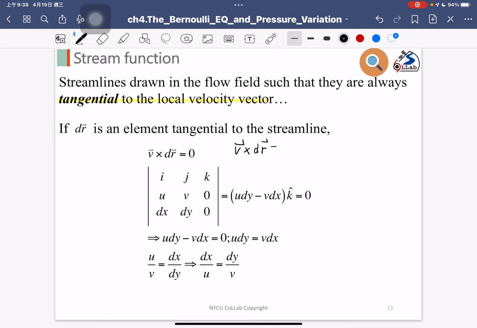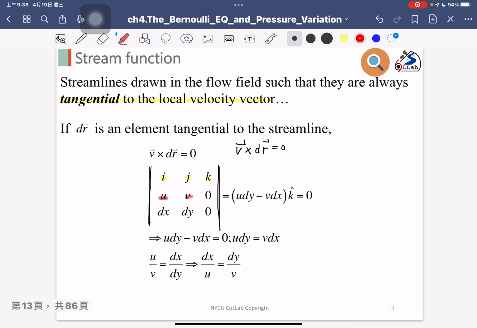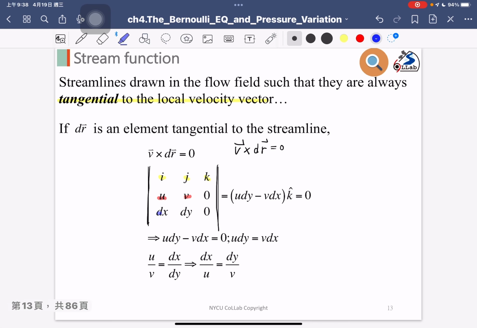Okay, based on this idea, you can do the cross product operation, and you have i, j, k, and you put the velocity field which only has u and v, because we only consider the two-dimensional velocity. And the location change is a little bit of location change, so we will have dx and dy.